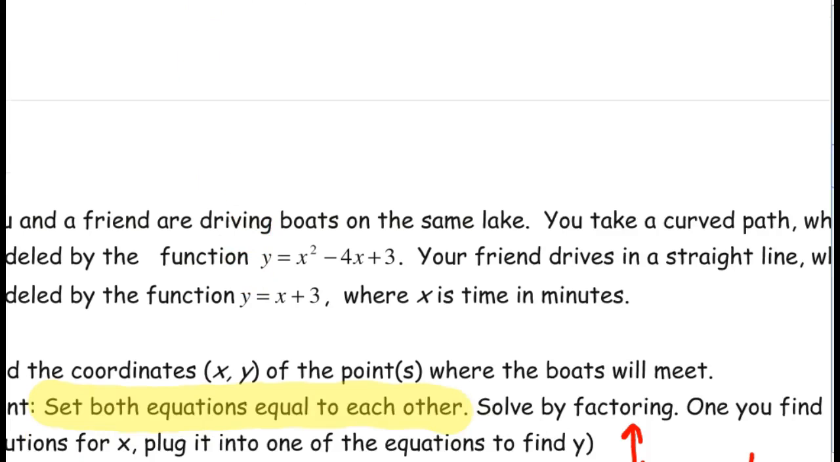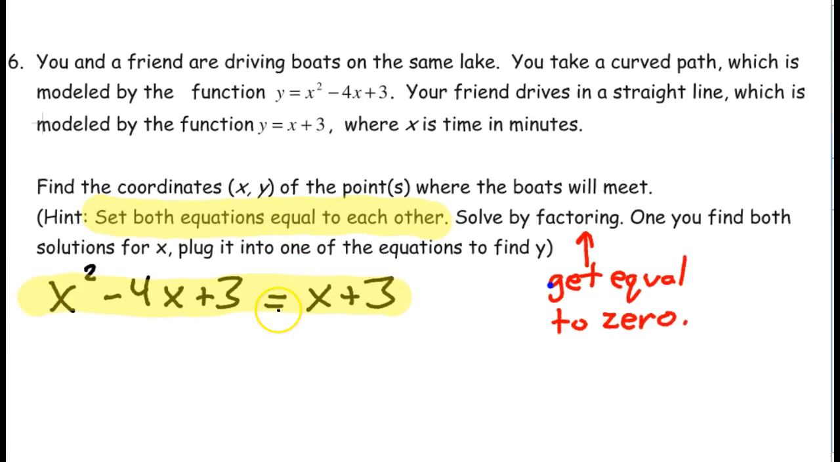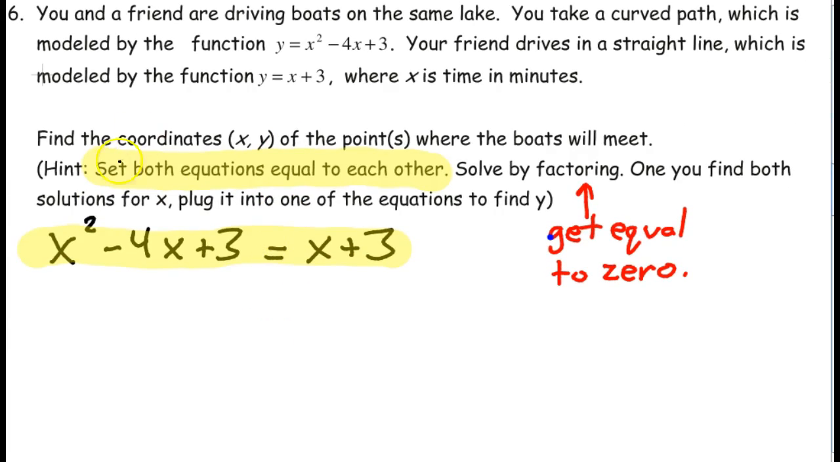Let's go over to the back. Do number 6. Okay, we kind of started this in class together. If you go through it and read it, it says set both equations equal to each other, so that's a good place to start. While you're doing this, it might be a little confusing, so I graphed this on Desmos just so you can see what you're actually trying to do.